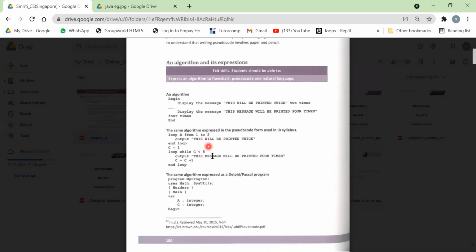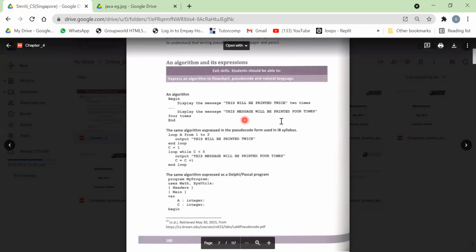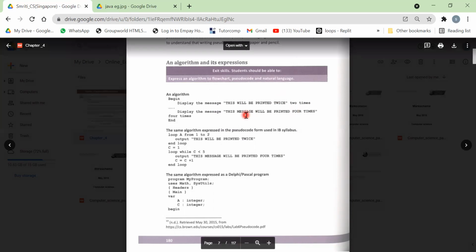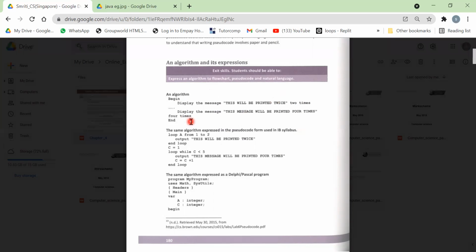Now, I basically have a simple algorithm where I want to print this particular message, which is in double quotes, and I want to make sure that it is printed 2 times. That's what it says. And the second message, I want it to be printed 4 times. So how can I do it? Let's try to understand how we can convert it into pseudocode.